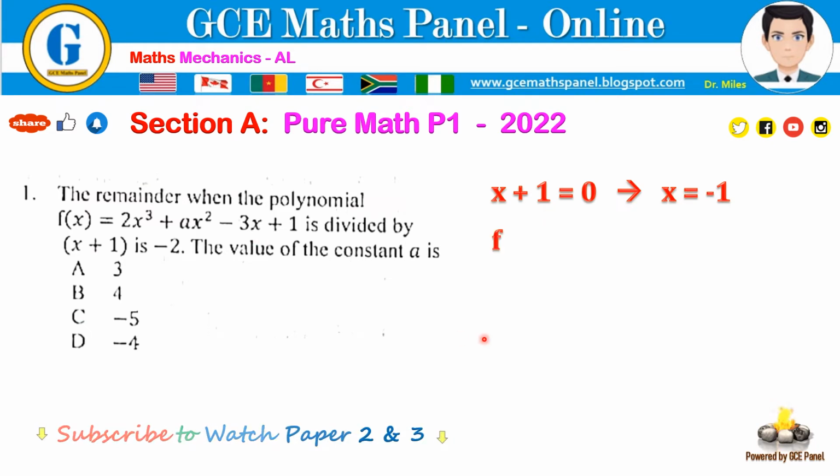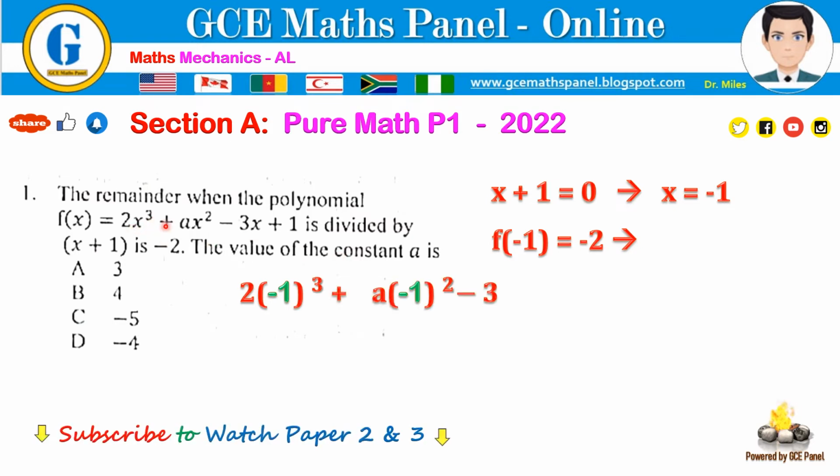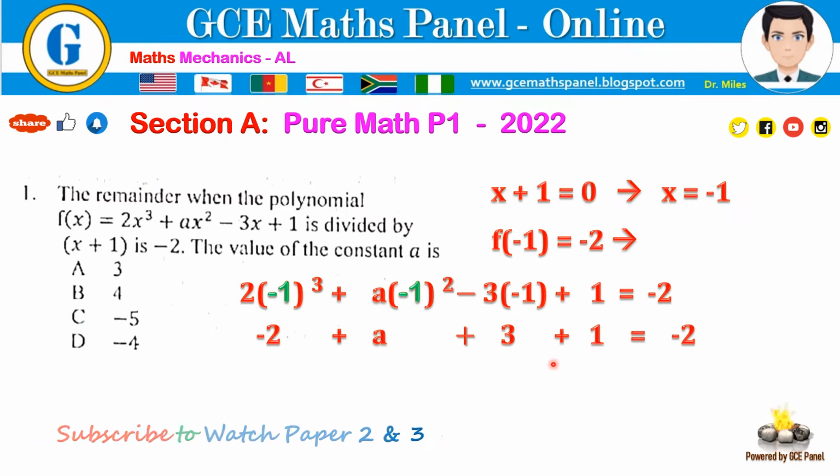So x will give us negative 1. And therefore, f of negative 1 should give us the remainder from the remainder theorem. So f of negative 1 is giving us negative 2. So what does this imply? This implies 2 into negative 1 to the power 3 plus a into negative 1 to the power 2 minus 3 into negative 1 plus 1, all of that should be equal to negative 2. When we simplify, we are going to have negative 2 plus a plus 3 plus 1 equals negative 2. And from here, a is equal to negative 4.